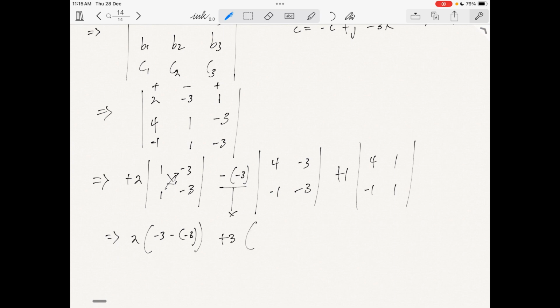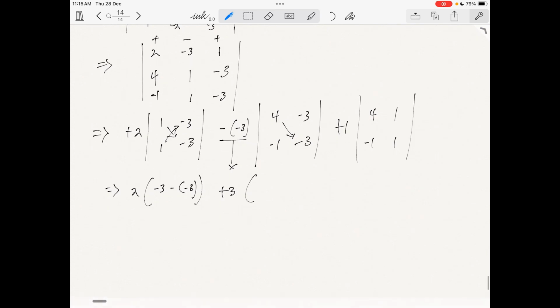4 multiplied by minus 3 will give us minus 12, minus 1 multiplied by minus 3 will give us 3, plus 1. 4 multiplied by 1 will give us 4, minus 1 multiplied by minus 1 will give me minus 1. Now this will give us 2, that will give us minus 3. 2 into minus 3 minus minus 3, that's minus 3 minus minus 3, that will give us 0.